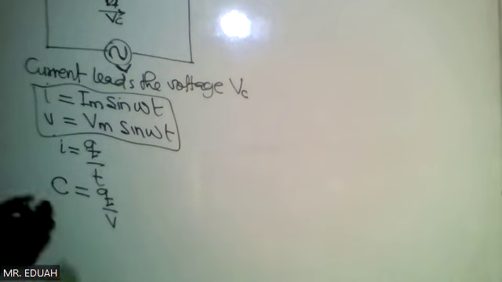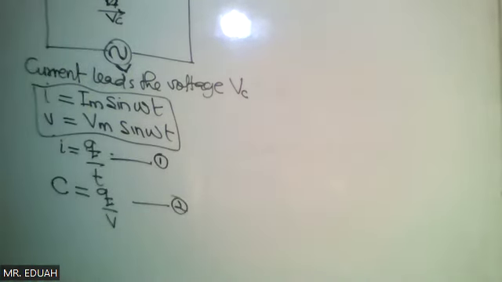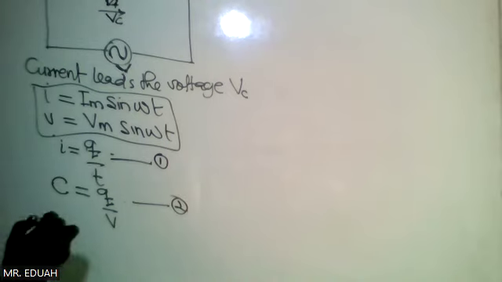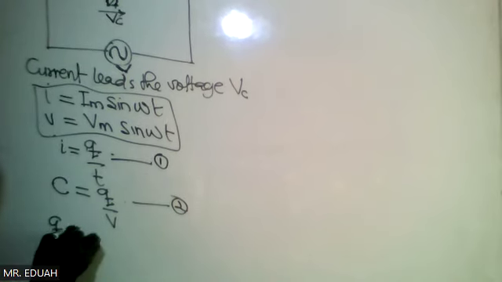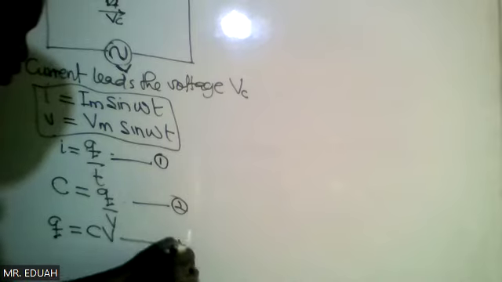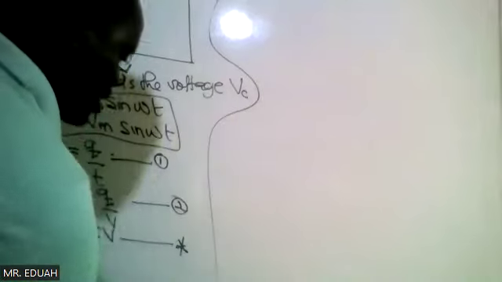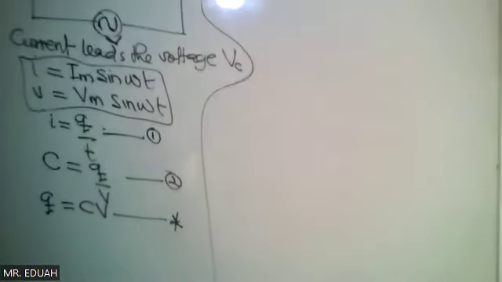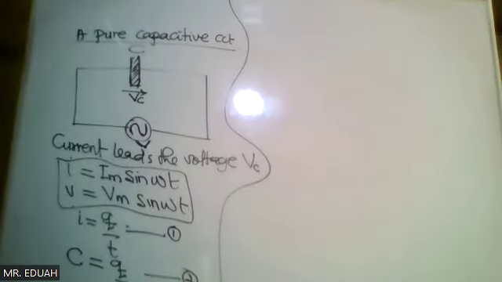All right. Let's make Q the subject in equation 2. If you make Q the subject in equation 2, we have Q is equal to CV. Let's substitute this into equation 1. If we substitute Q is equal to CV into equation 1, this is what we have.